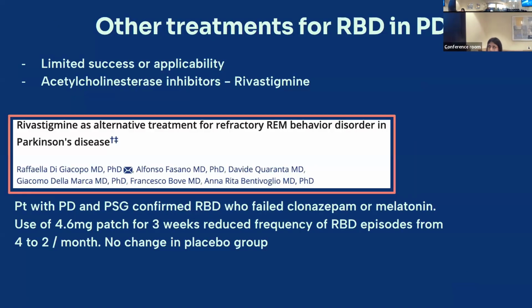And then other treatments for RBD and Parkinson's, with limited success or applicability. So acetylcholinesterase inhibitors, this is rivastigmine. In this study, they used it as an alternative treatment for those who had failed clonazepam or melatonin. They used a 4.6 milligram patch for 3 weeks, and it did reduce the frequency of RBD episodes from 4 to 2 a month, and there was no change in the placebo group.